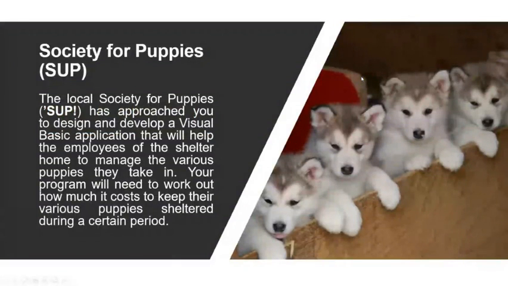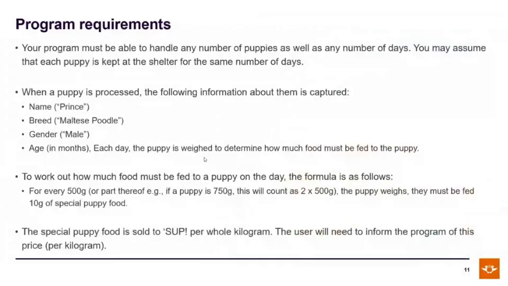The example we're using today is the Local Society for Puppies. The Society for Puppies has approached you to develop a Visual Basic application that will help employees of a shelter home to manage the various puppies they've taken in. Your program needs to work out how much it costs to keep the various puppies in the shelter during certain periods. So it needs to work out how much it is going to cost to basically feed all the puppies while being looked after.